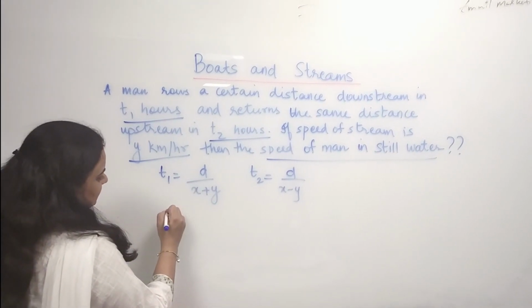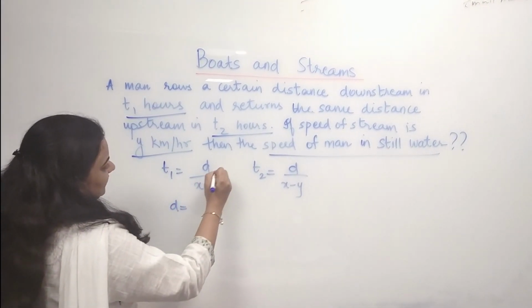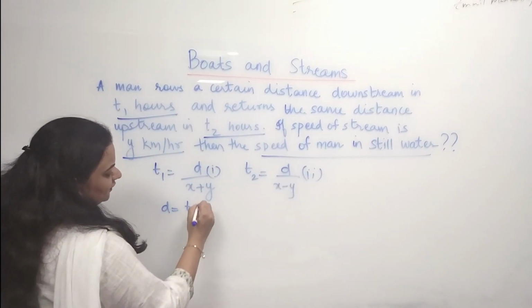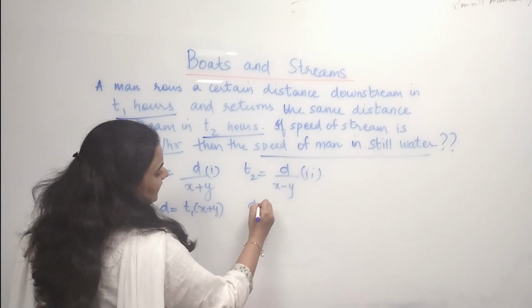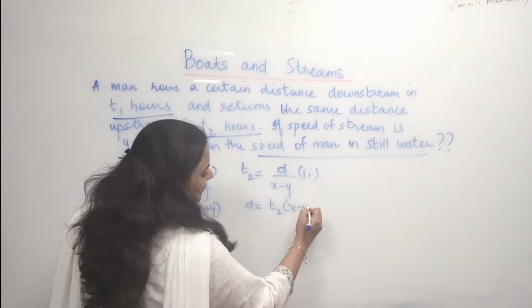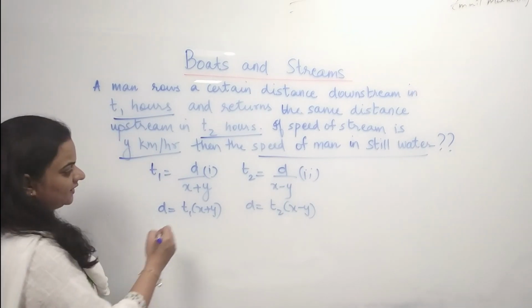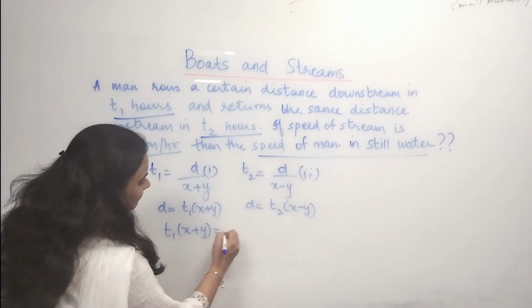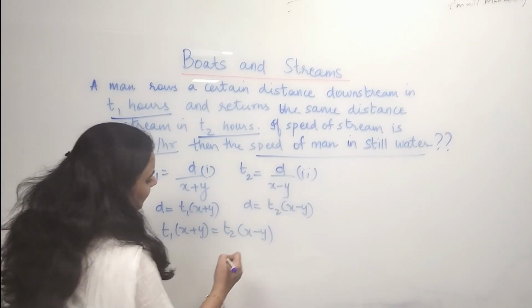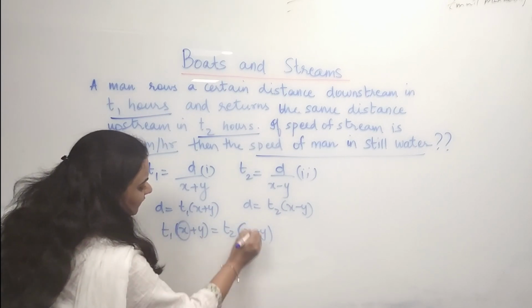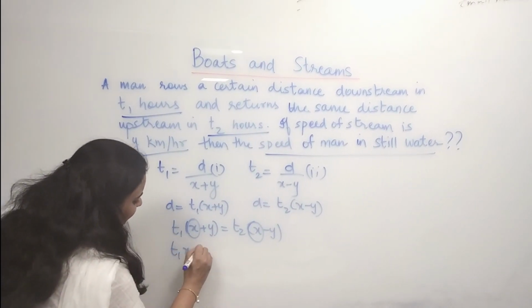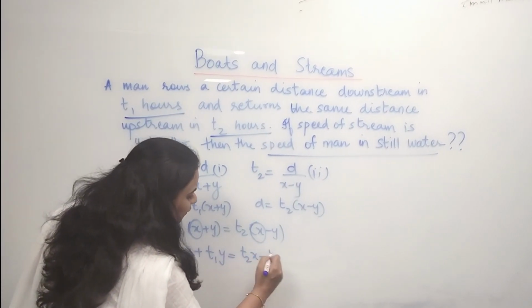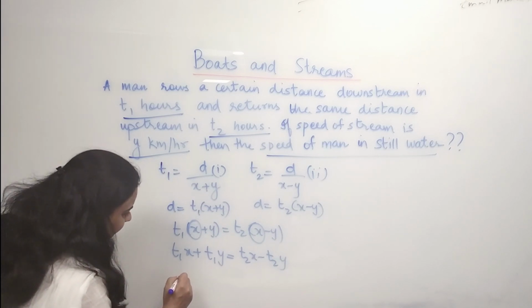It is given that the distance is same, therefore from this we get equations 1 and 2. From equation 1 we get d is equal to t1 into (x plus y), and d is equal to t2 into (x minus y) from equation 2. Equating both of these terms, we get t1 into (x plus y) is equal to t2 into (x minus y). We want to find out the value of x. So, solving further, we get t1x plus t1y is equal to t2x minus t2y.